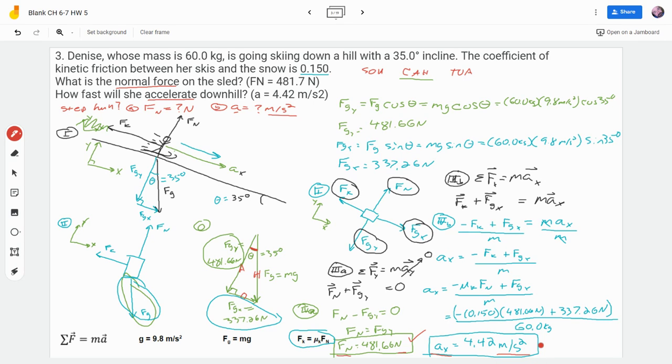And now let's think of this value, 4.42 meters per second squared. Is that a reasonable acceleration for a skier? Well, it's somewhere between 0 and g. If Denise is skiing, she's not going to accelerate downhill as quickly as if she had fallen off of a cliff. So it makes sense that that number is somewhere between 0 and 9.8 meters per second squared. So I'm saying that makes sense. So yeah, tricky problem. Hopefully you found this video helpful.